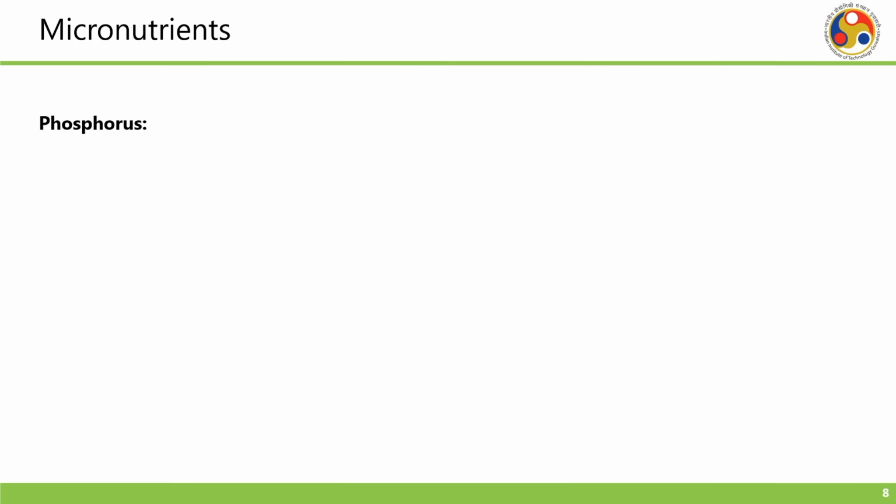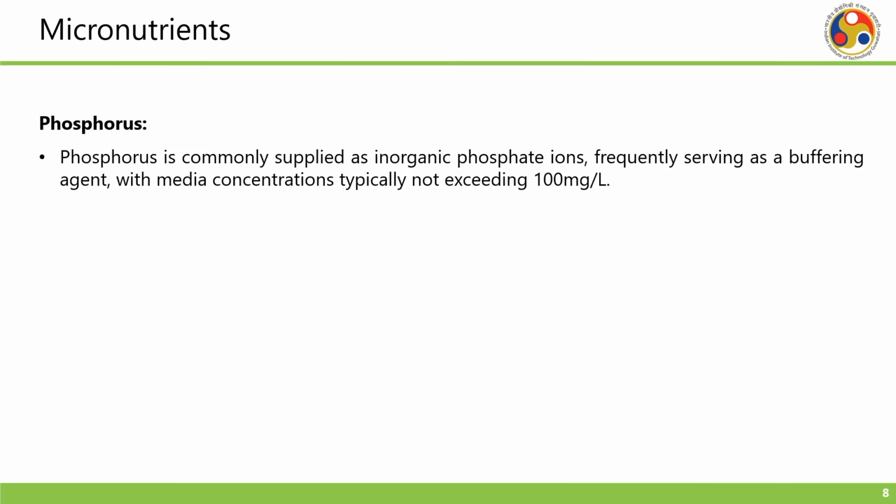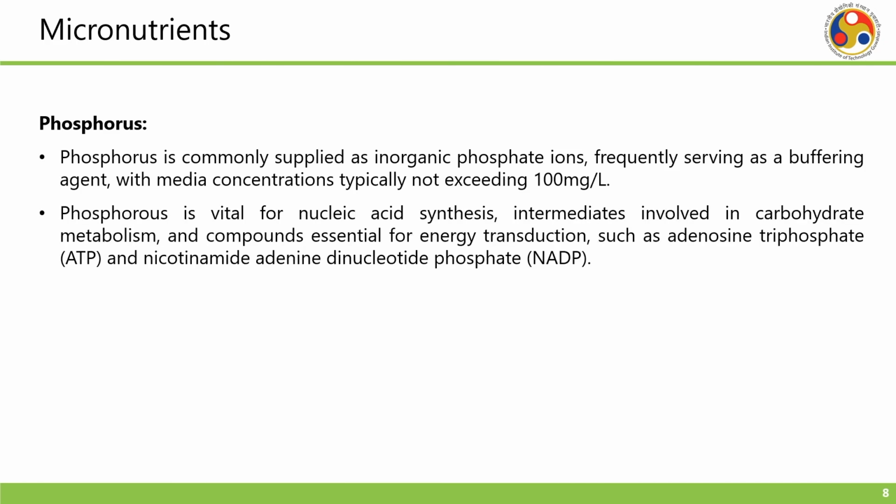Then the next important macronutrient is phosphorus, which is commonly supplied as inorganic phosphate ions, frequently serving as a buffering agent with media concentrations typically not exceeding 100 milligrams per liter. Phosphorus is vital for nucleic acid synthesis, intermediates involved in carbohydrate metabolism, and compounds essential for energy transduction such as adenosine triphosphate and nicotinamide adenine dinucleotide phosphate.